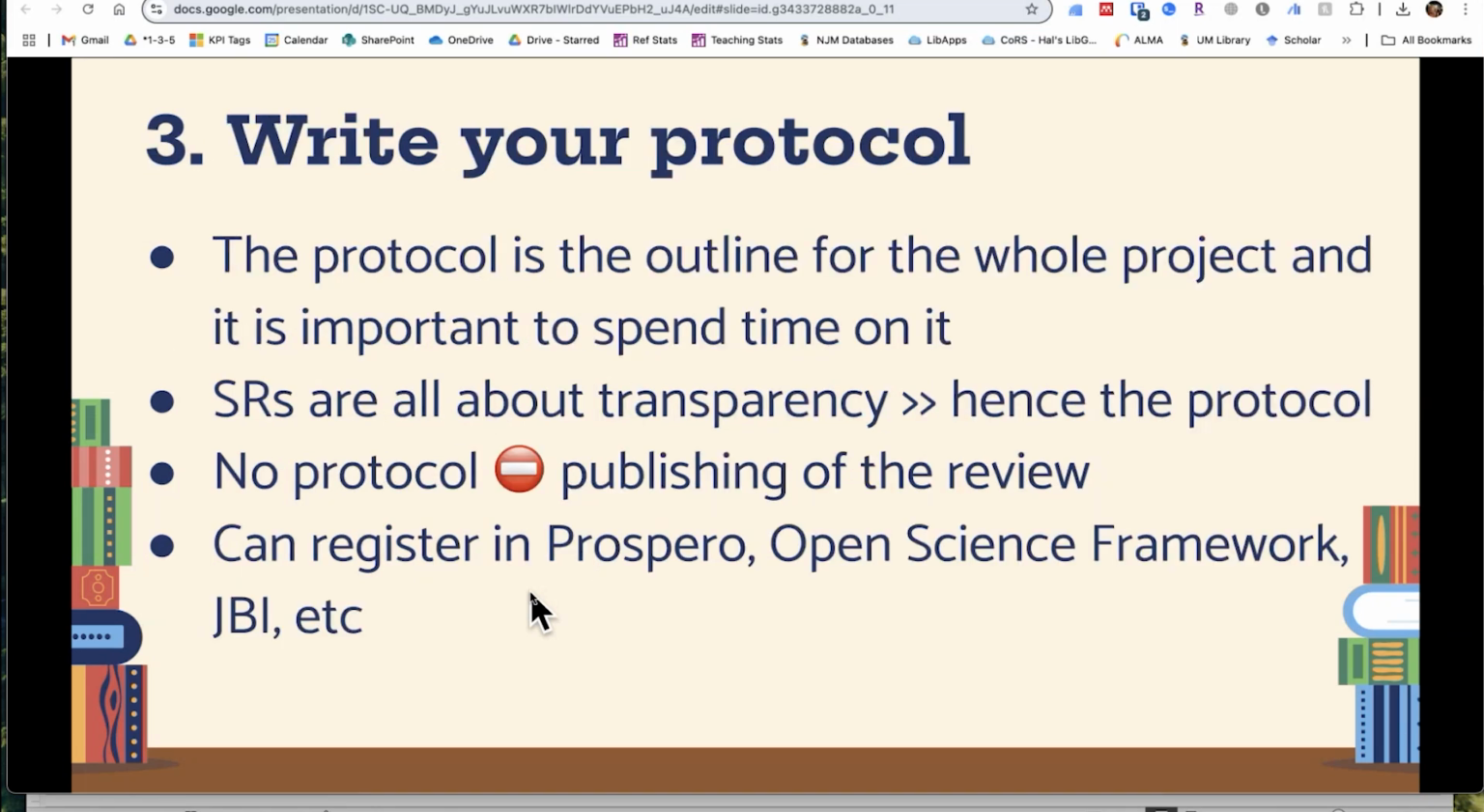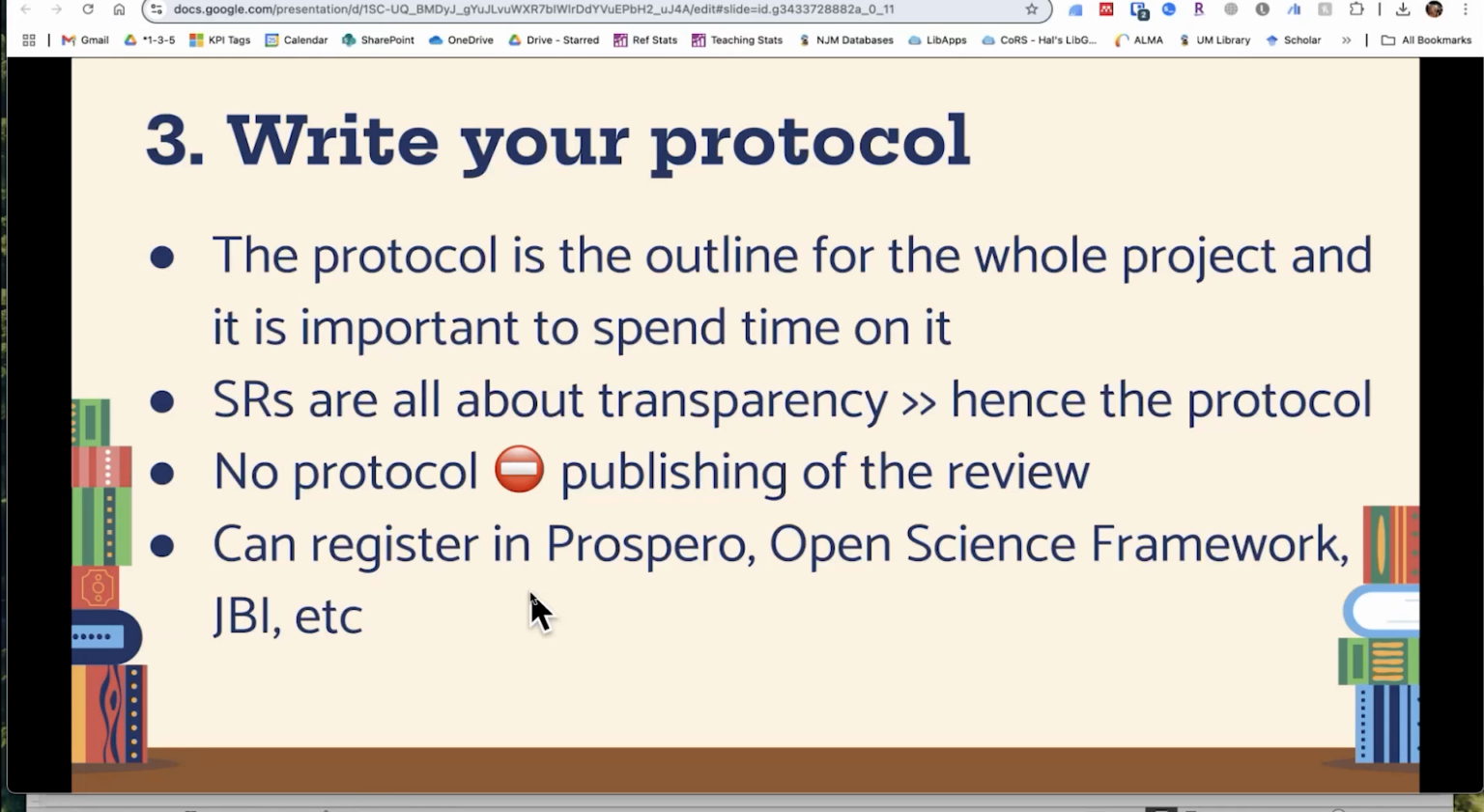Okay, you've got your question, you've got your team. Now what you need to do is come together and write your protocol. So your protocol is the outline for the whole project, and you really want to make sure that you spend enough time on developing it. It will save you so much time if you do a good job with your protocol right from the get-go. And so I think I mentioned it already. Systematic reviews are all about being extremely transparent. And so that is why the protocol is there.